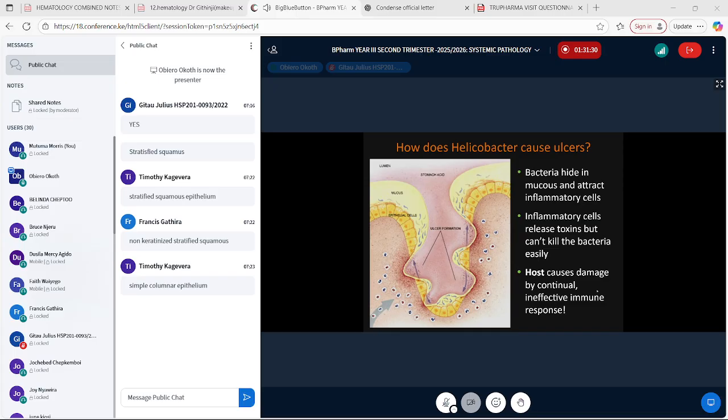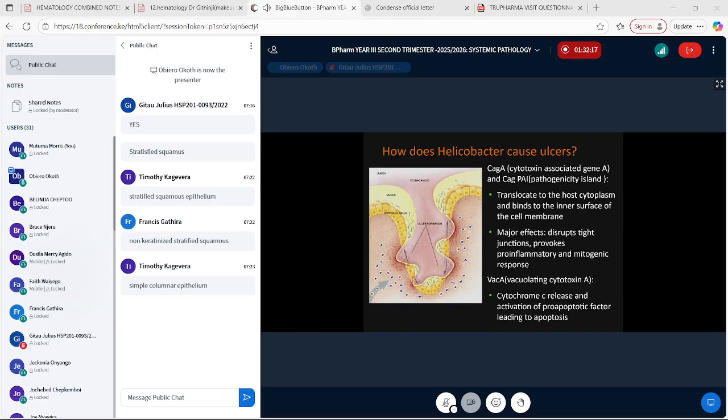The bacteria normally hides in the mucus and attracts inflammatory cells. The inflammatory cells release toxins, they release elastases, they release their cytokines, but they cannot kill the bacteria because the bacteria is way up. It's actually outside the environment. And it's this inflammatory cell that will cause damage by continual ineffective immune response. In a nutshell, that's what happens. So the ulceration and the gastritis come from the abnormal, ineffective, continual immune response to the bacteria that is way up in the mucus. Okay.